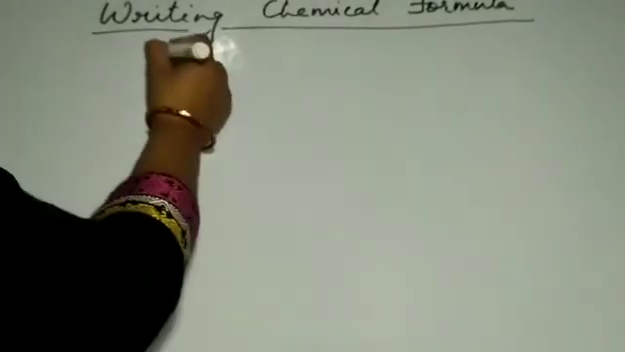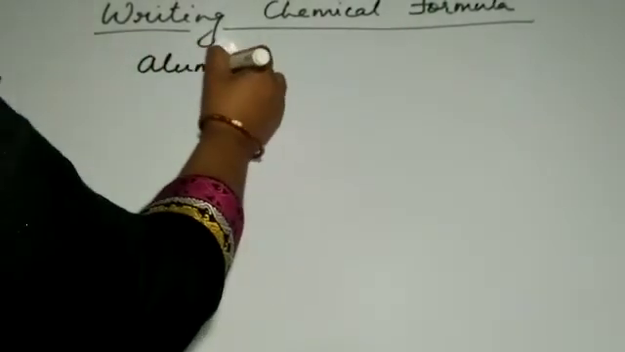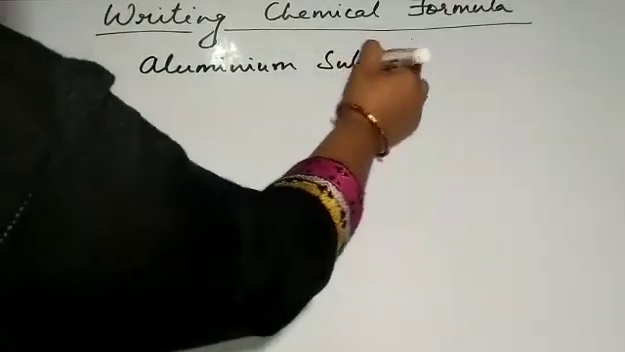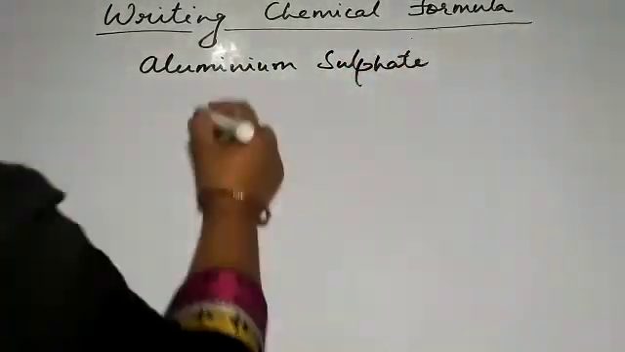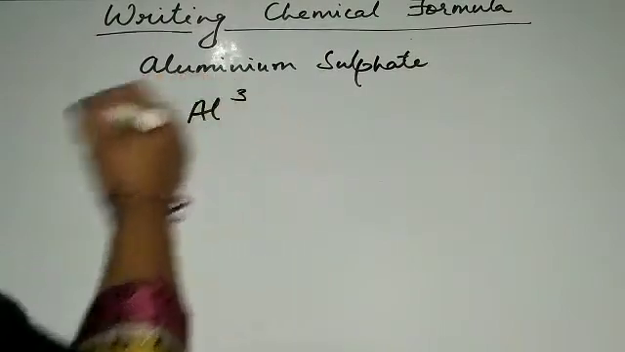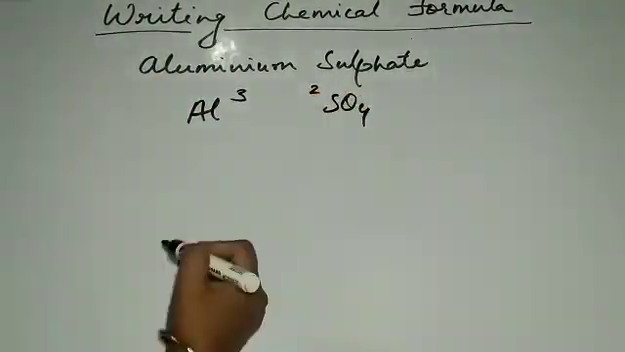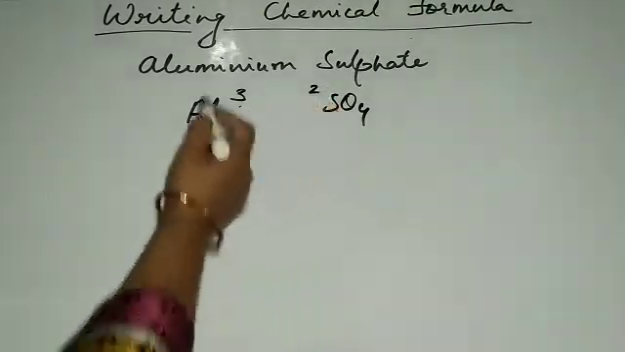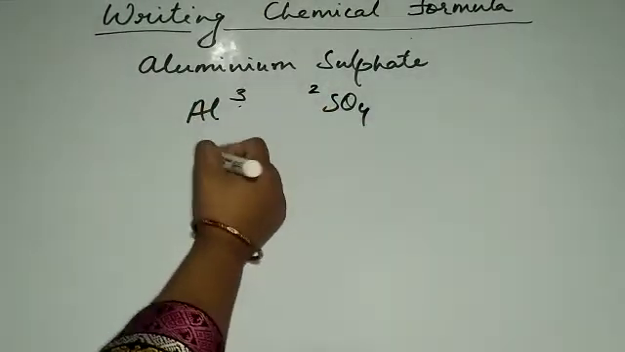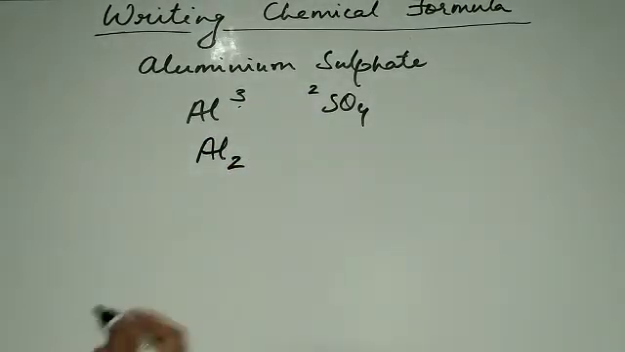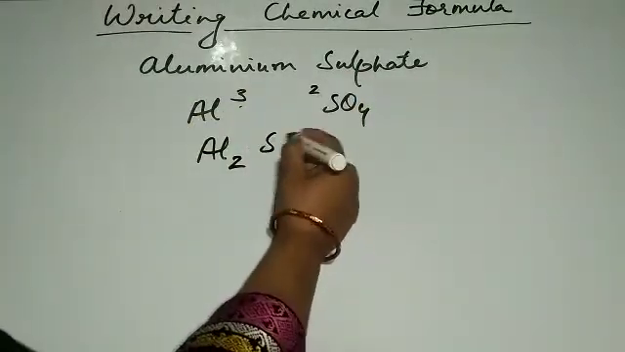Let's take another example. Aluminium sulfate. Aluminium is Al, valency is 3. Sulfate is SO4, valency is 2. You cannot cut them down, so directly we are going to crisscross them. Al, this 2 comes down here, so 2 is written here. This 3 has to go down there.